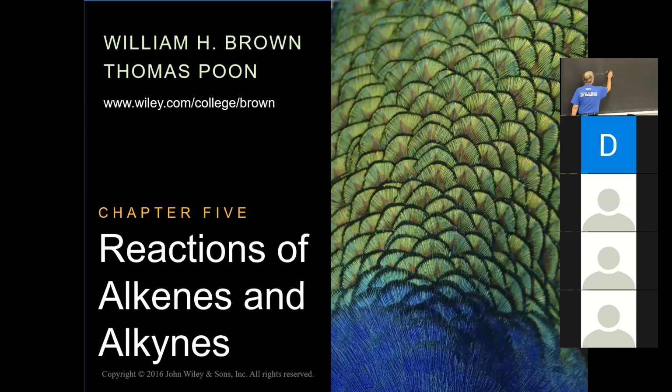NH2 minus donates a pair of electrons to this hydrogen, and then hydrogen gives away both of its electrons in this bonding pair to the carbon. Okay, carbon was neutral, a pair of electrons moved toward it, it's now negative. NH2 minus, when it picked up an H plus, became ammonia, which also happens to be the solvent.